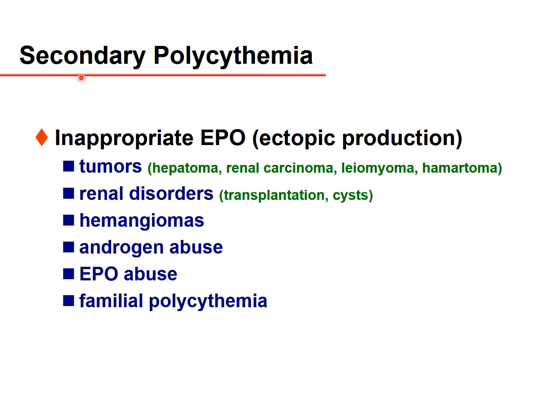Another thing, we can have an inappropriate or ectopic EPO production due to tumors, for example, hepatomas or renal carcinomas, lymphomas, hemangiomas that can secrete EPO, or renal disorders, transplantation or cysts, for example, or androgen abuse, as I already mentioned. Or EPO abuse, for example, in a biking patient who wanted to get some extra oxygen, and they used this EPO, but now they have stopped using it. Or familial polycythemia, again, can cause these polycythemias.